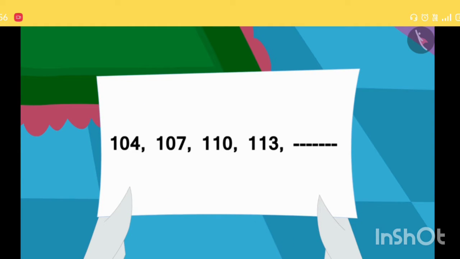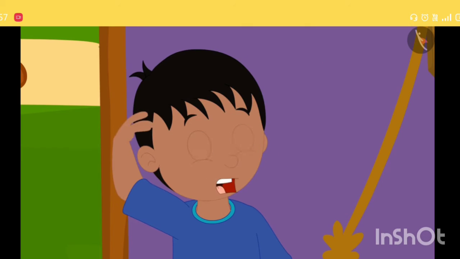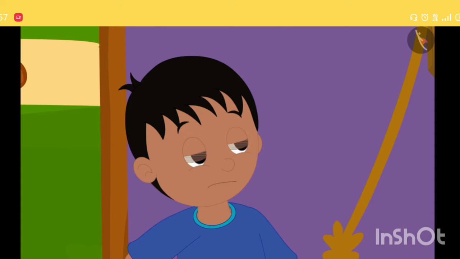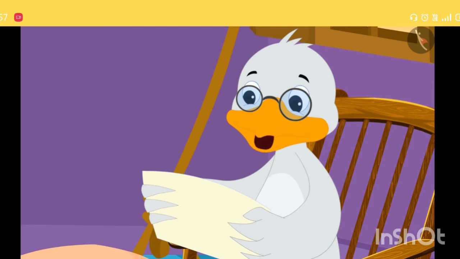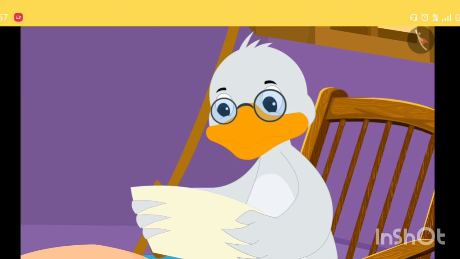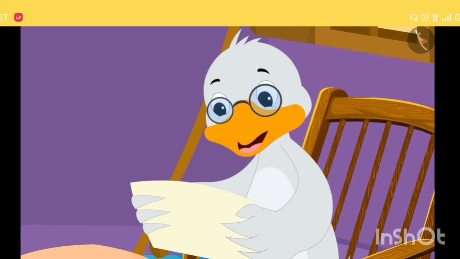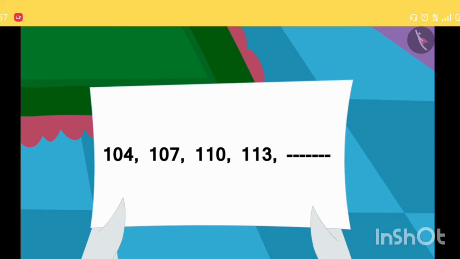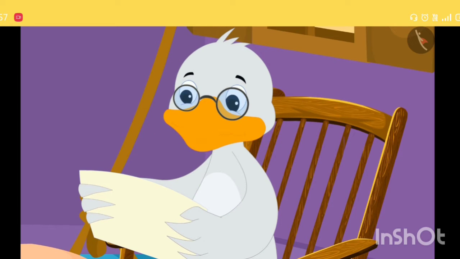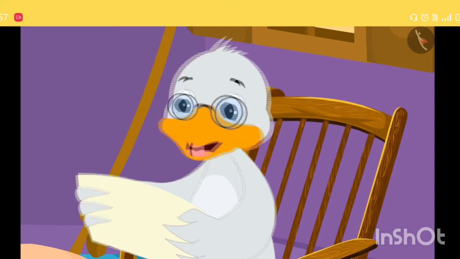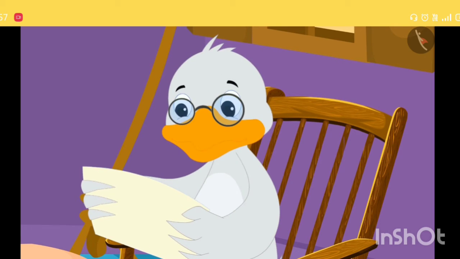This looks like a number pattern. Number pattern? Uncle, what is this number pattern? A list of numbers that follows a certain order or pattern is called a number pattern. Here's your number pattern. Look at the sequence of numbers here. Can you identify the sequence and tell the next number?